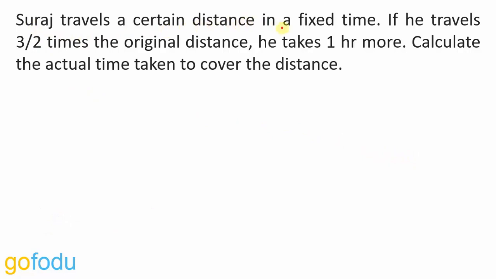Suraj travels a certain distance in fixed time. If he travels 3 by 2 times more, he takes 1 hour more. All it says is that more distance can be traveled in more time. It doesn't say anything about speed. See, this is the first scenario when certain distance is traveled in fixed time. And this is the second scenario when more distance is traveled in more time.